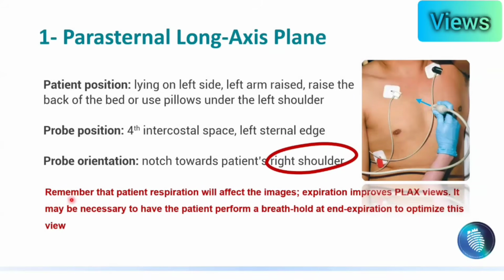And here is a note. We should remember that the patient's respiration will affect the image. Expiration improves the parasternal long axis view, and it may be necessary to have the patient perform a breath hold at end expiration to optimize this view. And here is a very important point: we sometimes need to ask the patient to hold his breath, and when you ask the patient to hold his breath, the patient will automatically hold his breath in inspiration.